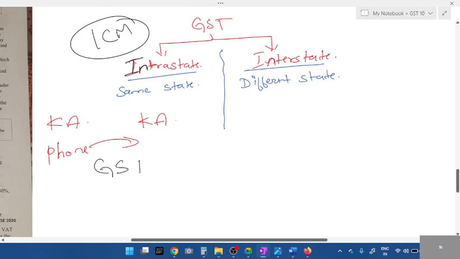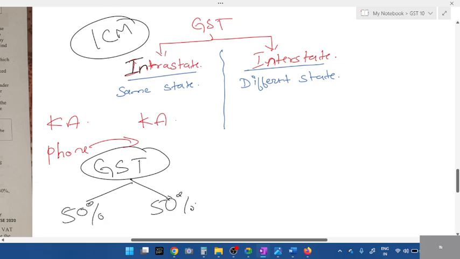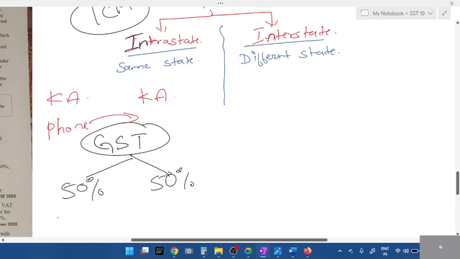Whatever GST we pay, 50% will go to the state. That is, our Karnataka CM will take 50% for the government. Karnataka will take 50%. Another 50% will go to central, that is Delhi. This is the concept for intrastate.